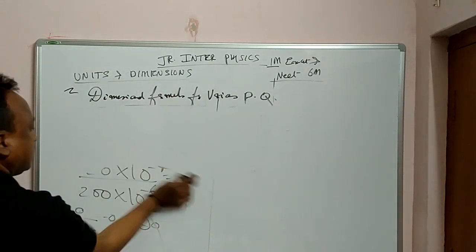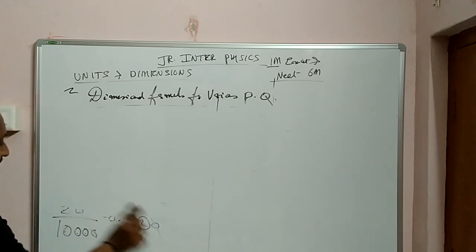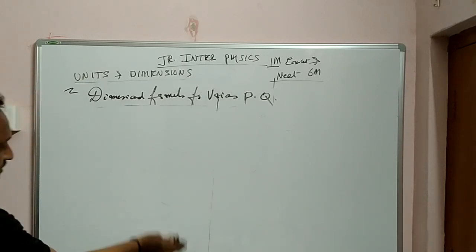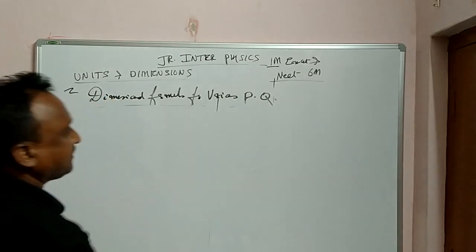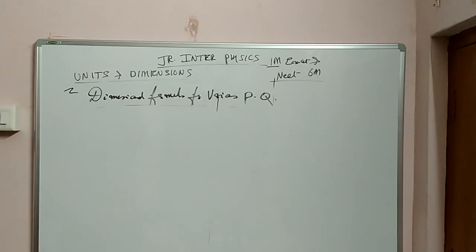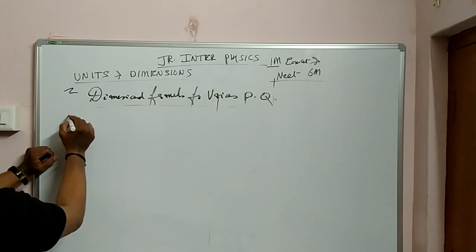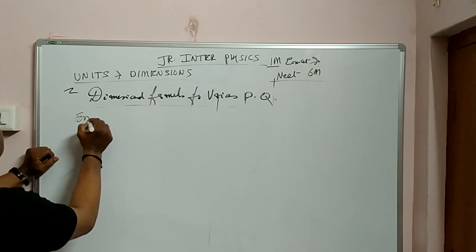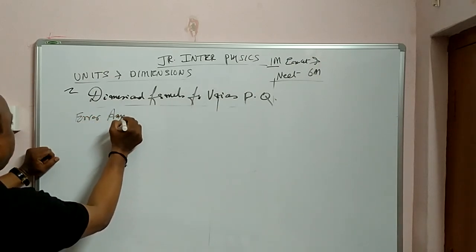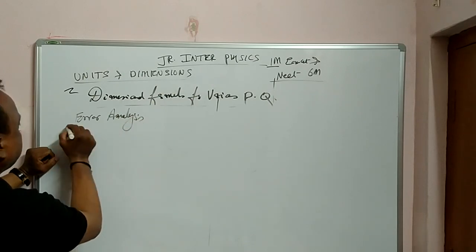Last one, last topic, error analysis. As I said, only 1 mark is coming in MCET. In intermediate also, I think maximum 1 to 2 marks. The last point in this is error analysis.